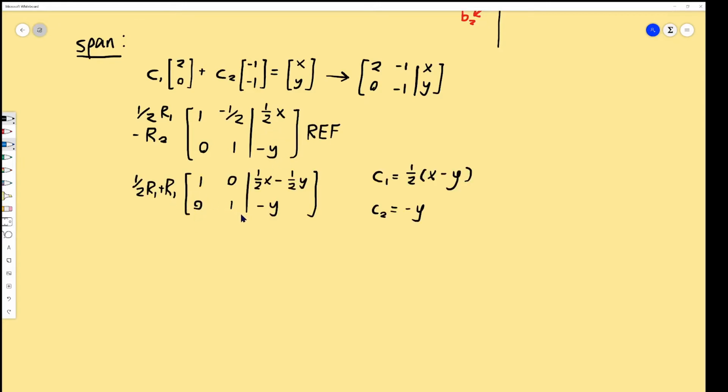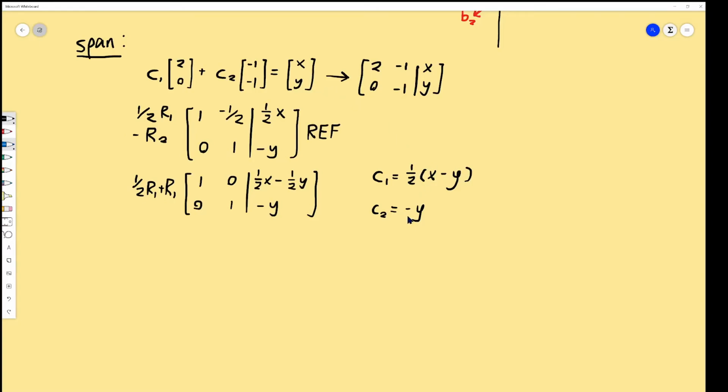We take it to reduced row echelon form, and we find that 1 of c1 is equal to 1/2 x minus 1/2 y, or 1/2 quantity (x minus y), and that 1 of c2 is equal to -y. And so for any vector in R2, (x, y), the scalars that we need to multiply B1 and B2 by in our linear combination in order to create that vector are 1/2 of (x minus y) and -y.